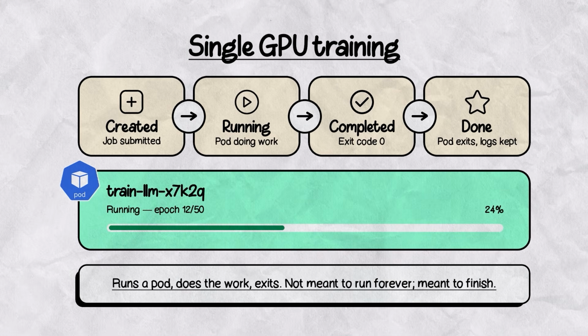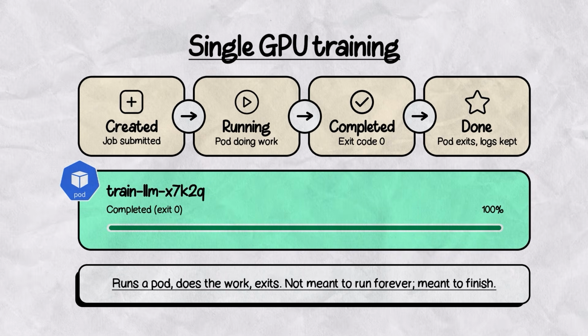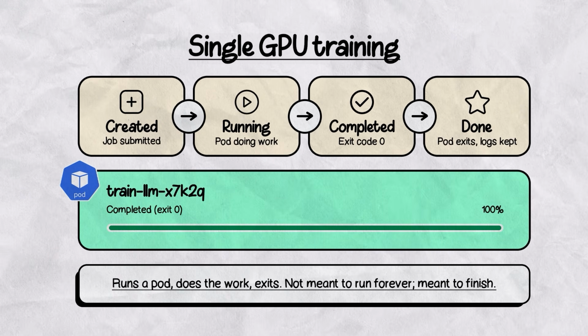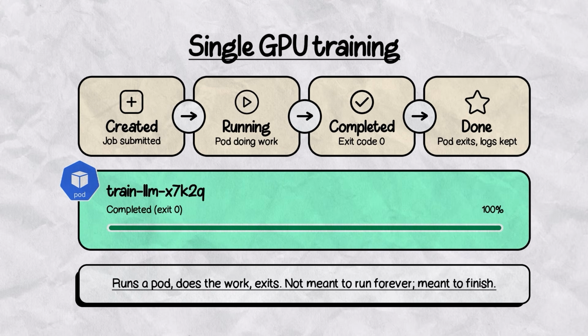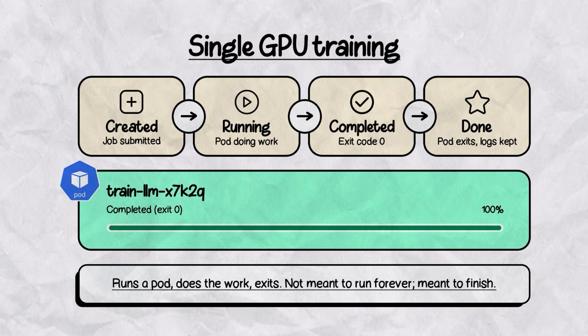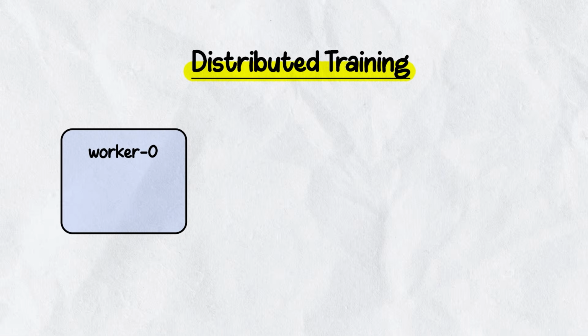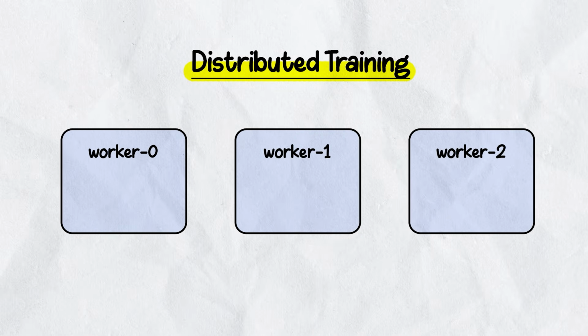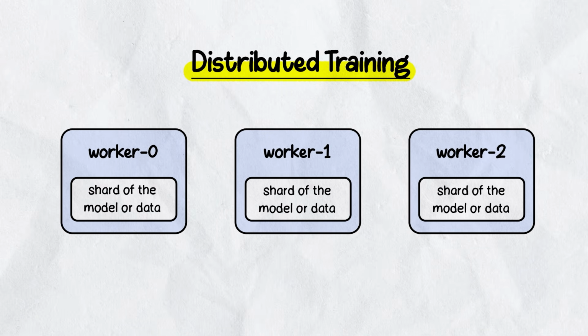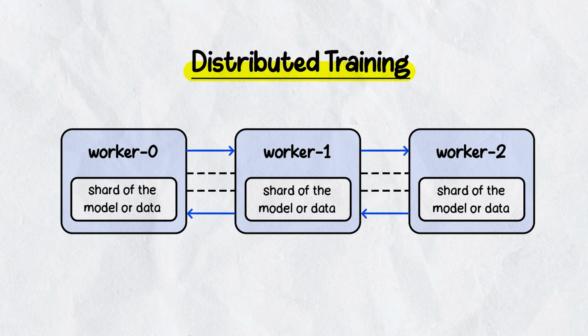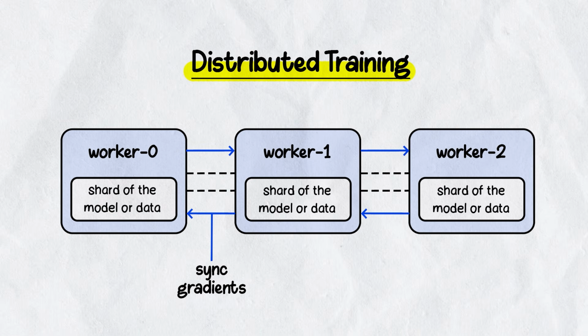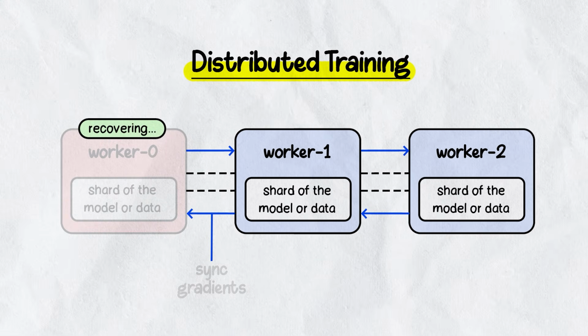Now, there are also different ways you can do training. For a single GPU training, the job object that we discussed in part 1 is exactly right. One pod runs to completion, done. Distributed training is where things get interesting. You have worker 0, worker 1, worker 2, each holding a shard of the model or a shard of the data. They need to find each other, coordinate, synchronize gradients, and recover gracefully if one crashes.